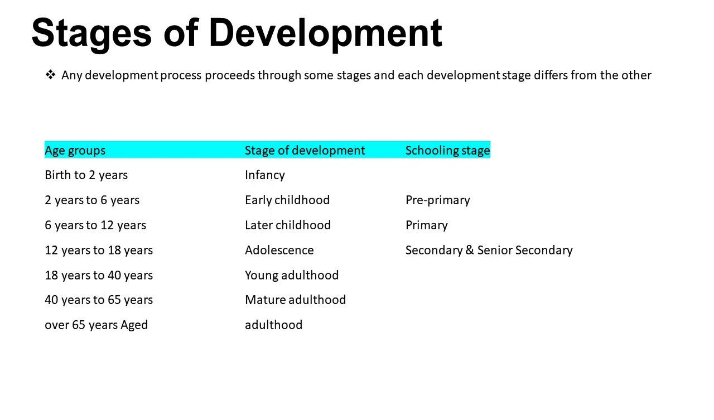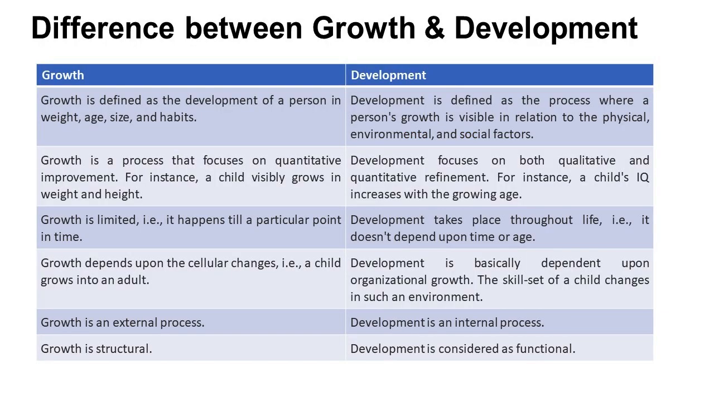Age group 18 years to 40 years, stage of development is young adulthood. Age group 40 years to 65 years, stage of development is mature adulthood. Age group over 65 years, stage of development is old age. Now we will discuss the difference between growth and development.